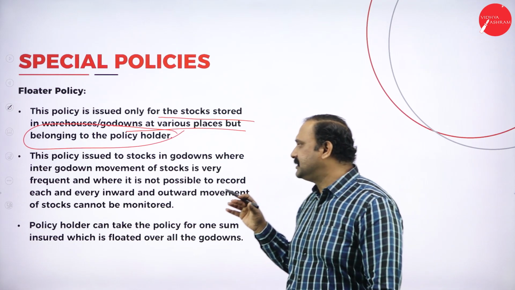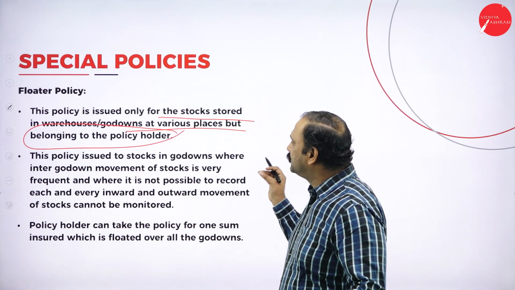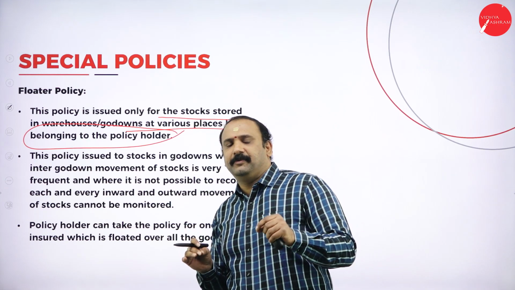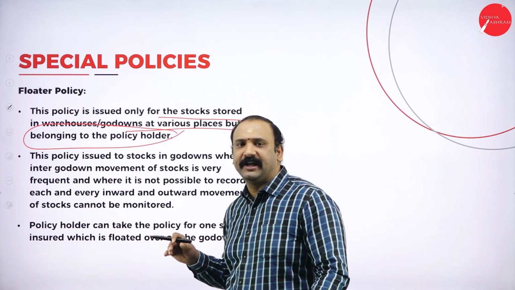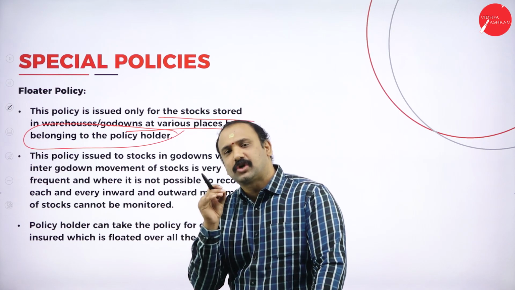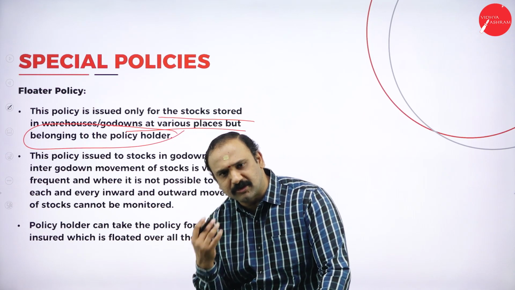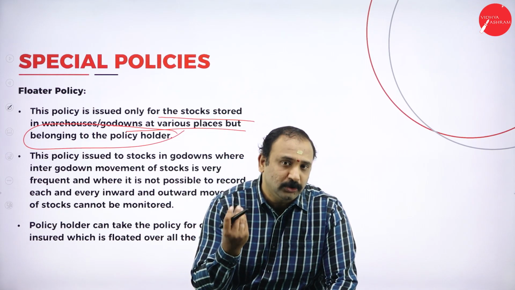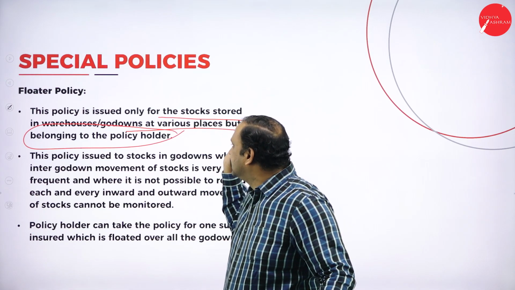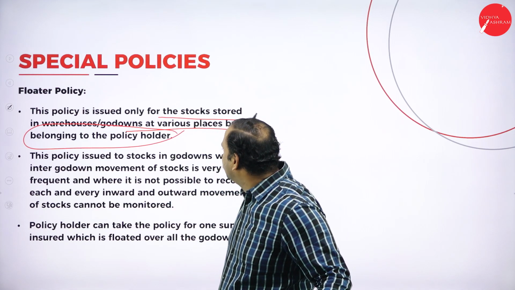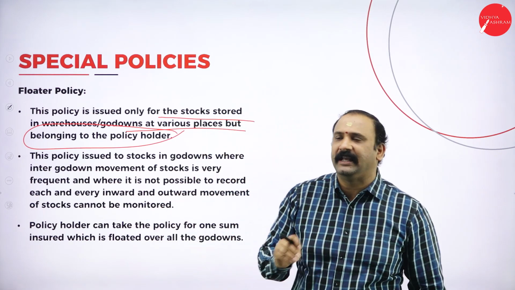Now, why is the policy holder very, very important here? The policy is issued for them because normally when you talk about an inventory kind of situation, it is quite normal that there will be a fire breakout, some sort of fire accident that is bound to happen. So that is why we are very, very concerned about the warehouses, godowns at various places belonging to the policy holder. This is very, very important.